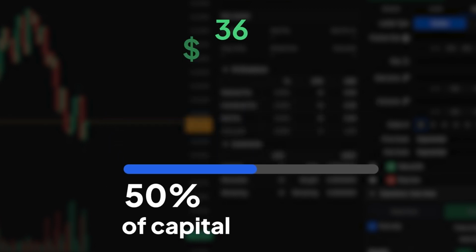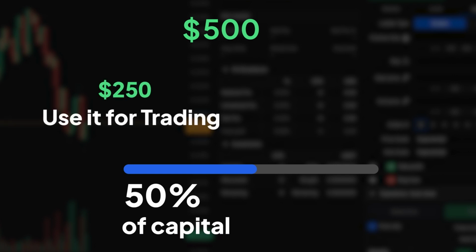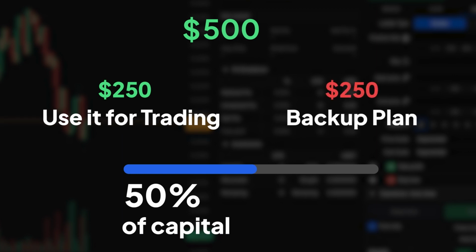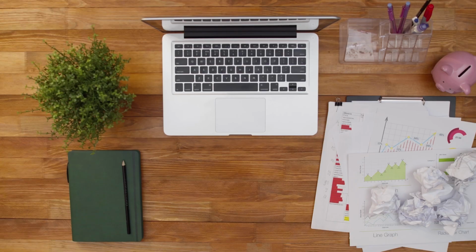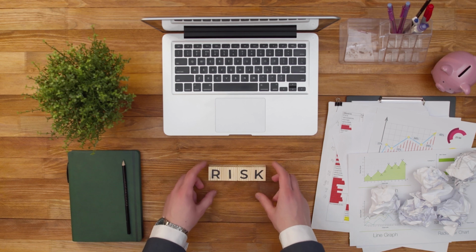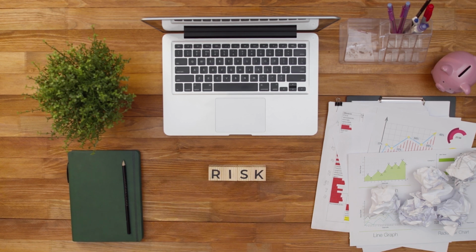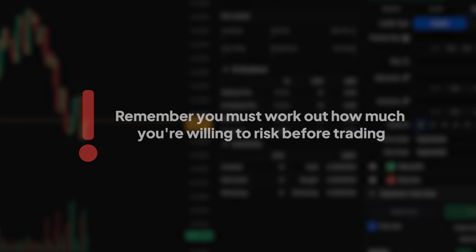For example, if you have $500 and use half of it, you still have the other $250 half of your account to work with. This way, you have a backup plan if things don't go as expected. It's all about managing risk wisely and giving yourself room to adapt as you trade. If you have a larger account, we still recommend taking it slowly and investing a minimum amount until you become comfortable with the base trading strategy. This allows you to learn about risk without losing too much if you lose the entire laddered order in the market. Remember, you must work out how much you're willing to risk before trading.